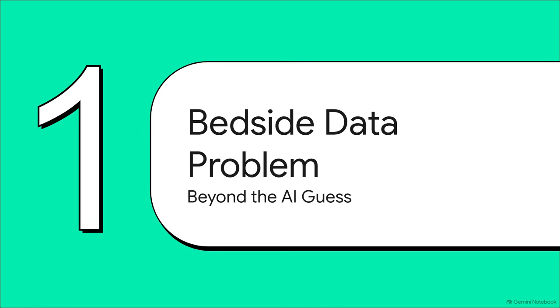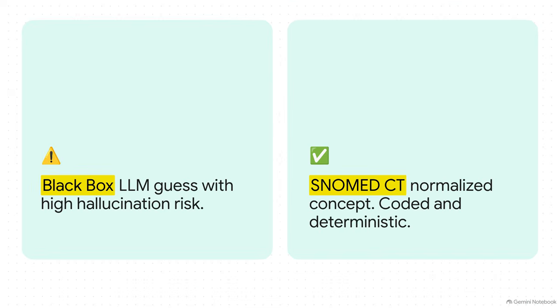But first, we have to talk about the bedside data problem and why we really need to move beyond the AI guess. Look, right now, doctors need fast answers. But relying on a standard, free-text, generative AI model creates a massive, frankly dangerous hallucination risk when actual lives are on the line. Think about a black box LLM guess. It's essentially just trying to predict the next word, which sounds great if you're drafting an email, but it carries a totally unacceptable risk in medicine.